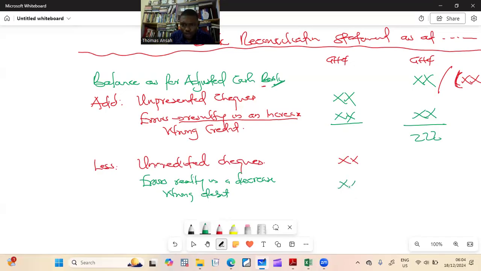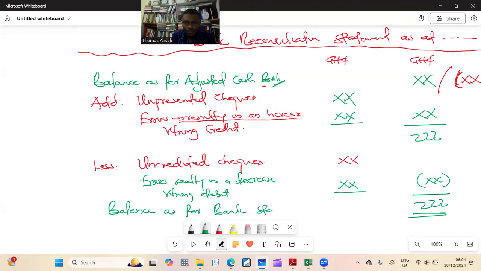So this is the only things we can be doing. So you add that one together, you subtract from this. And the balance that you get here is called balance as per bank statement. So basically that is that. All right. So this is how you do your bank account.